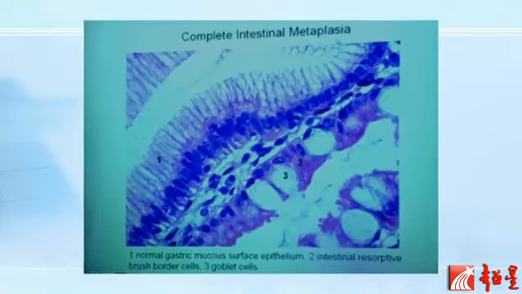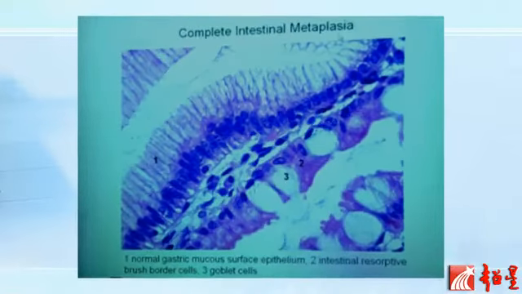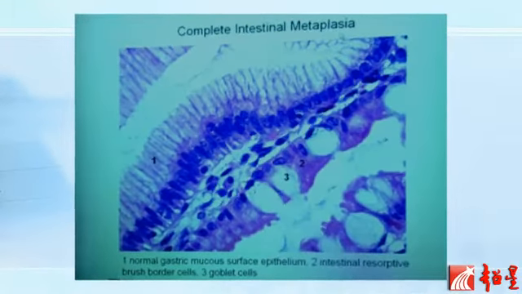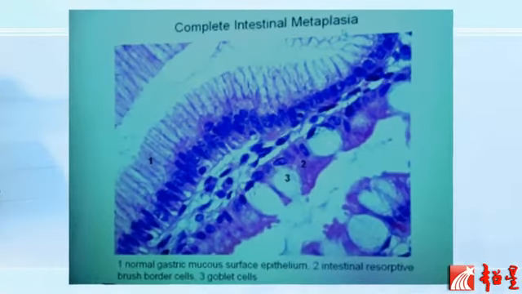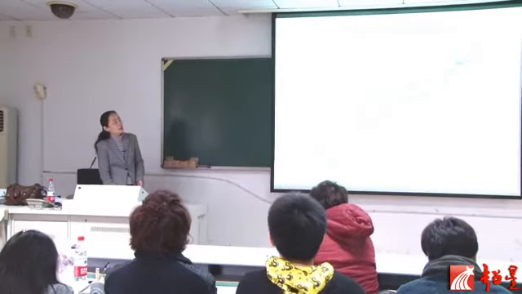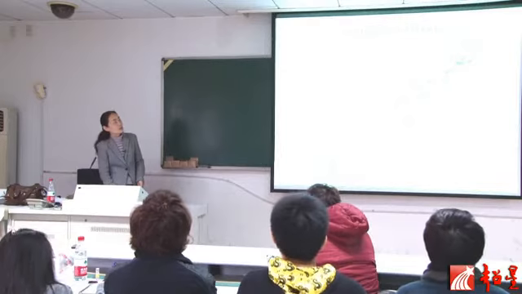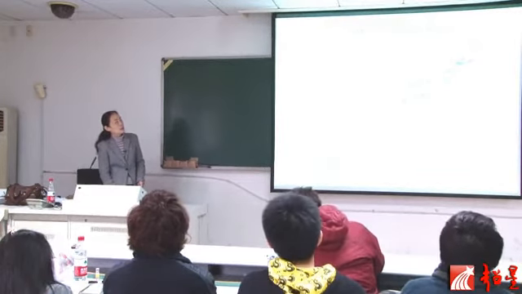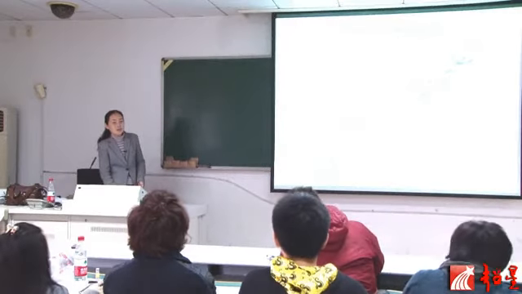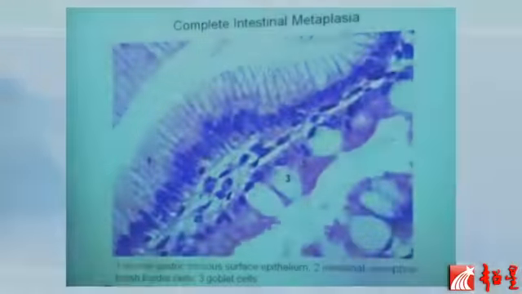And we have mentioned intestinal metaplasia. Intestinal metaplasia can be divided into complete intestinal metaplasia and incomplete intestinal metaplasia. I think we already learned this definition, intestinal metaplasia. So what's the difference between complete intestinal metaplasia and incomplete? What's the difference? No response.